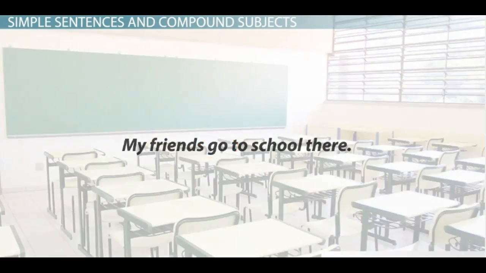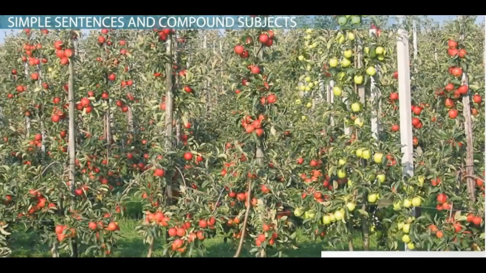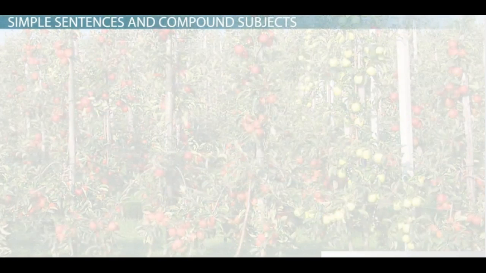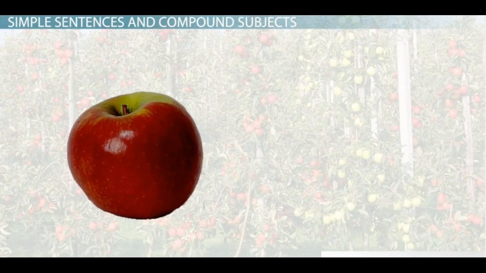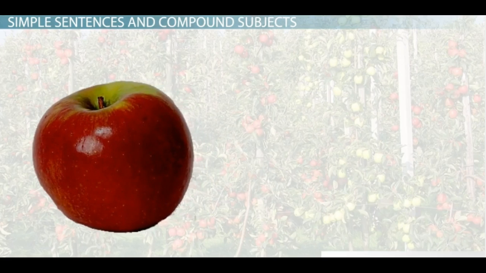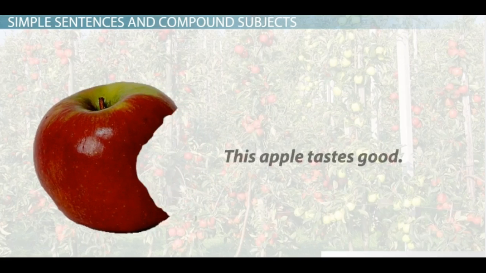In the sentence, "My friends go to school there," the subject, friends, is plural and the verb, go, is plural too. Just remember that while we make most nouns plural by adding an s, like when we turn the singular noun apple into the plural noun apples, verbs often work in the opposite way. Often a singular verb will end in an s, while the plural version will be without the s. For example, we would say, "This apple tastes good," or "These apples taste good."